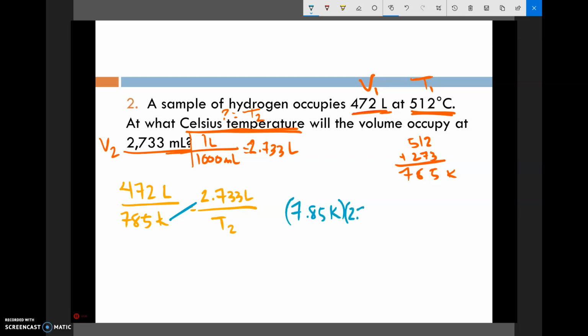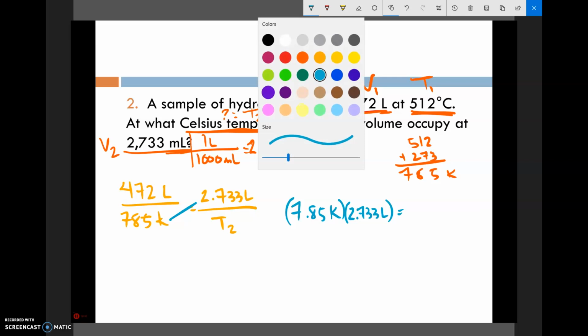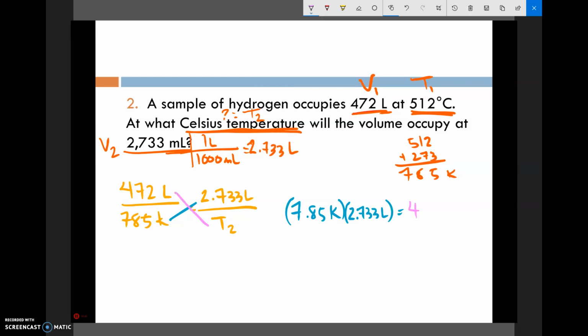We're going to multiply that by the 2.733 liters. That is going to equal 472 liters divided by T2. And then we're just going to get the temperature by itself. So we're going to want to divide by the 472 liters on both sides. And at this point in time, if you've made any mistakes with your units, they're going to come out. So make sure that you're writing your units down. So notice that liters cancel, and the 472, of course, cancels. Over here, your liters cancel, and you're left with Kelvin. Right here, if this doesn't cancel, you know that you need to go back and fix things. So just always put your units in these problems.